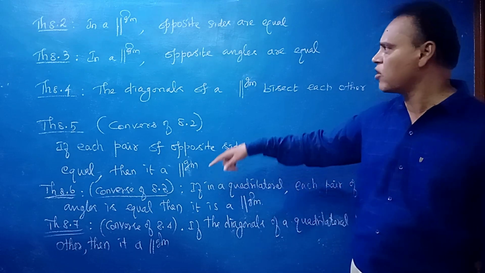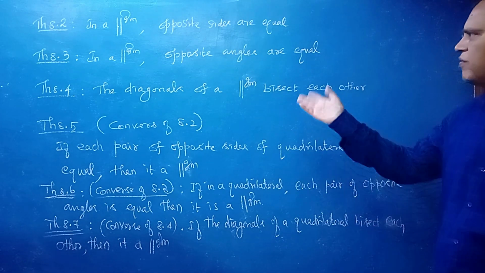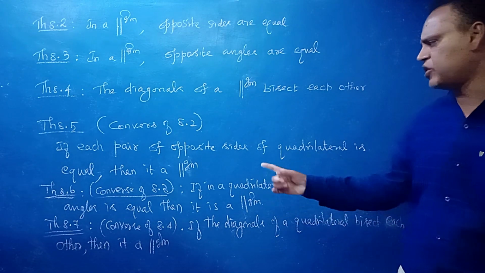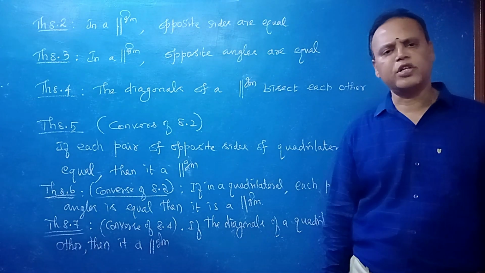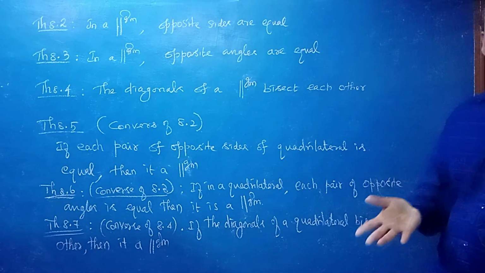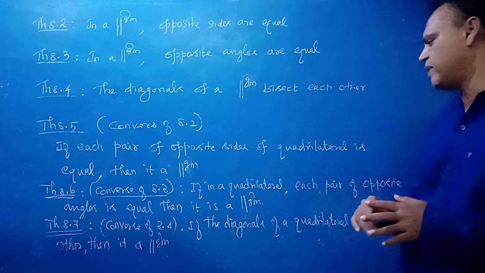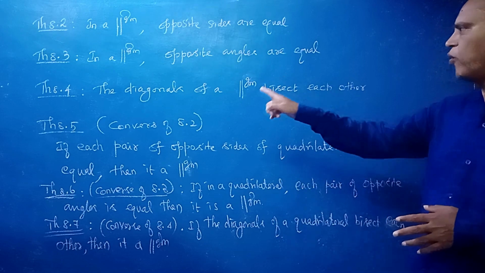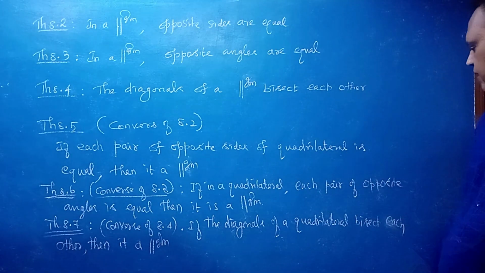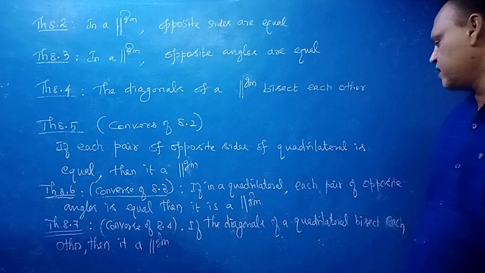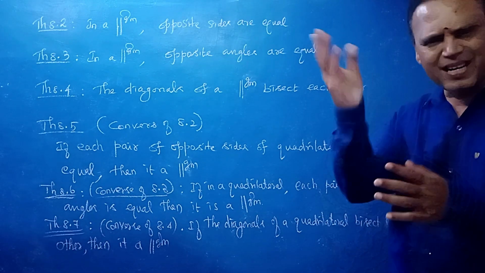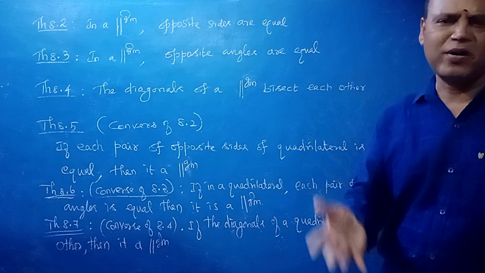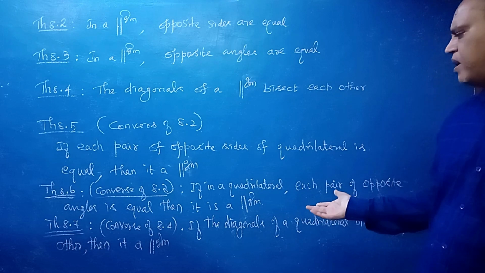Theorem 8.6 is the converse of 8.3. Just reverse. If in a quadrilateral each pair of opposite angles is equal, then it is a parallelogram. Then theorem 8.7 is the converse of 8.4. If the diagonals of a quadrilateral, any quadrilateral you take, bisect each other, then the quadrilateral will become a parallelogram. That is the concept.